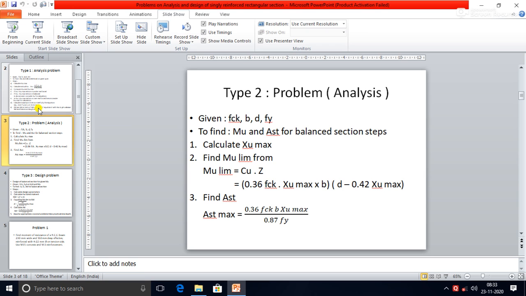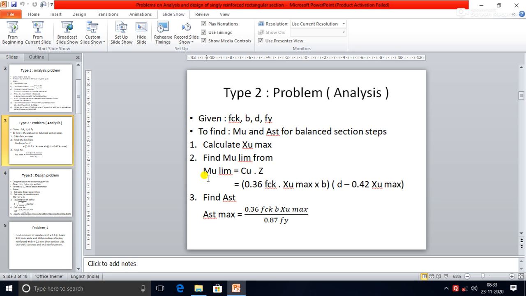Calculate XU max, find Mu limiting, where Mu limiting is Cu into Z. These formulas are given already. Find AST. See here, in the first type, you have to calculate XU and XU max. But in type 2 problems, you have to only calculate XU max. You have to directly calculate XU max, because in such problems you are given width and depth, so you calculate XU max directly.